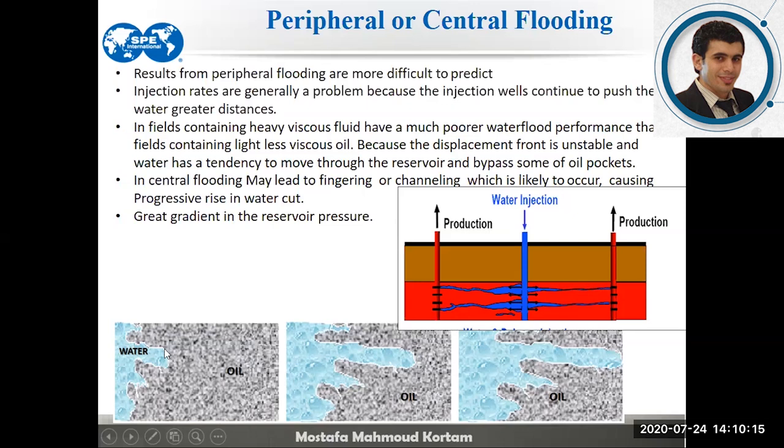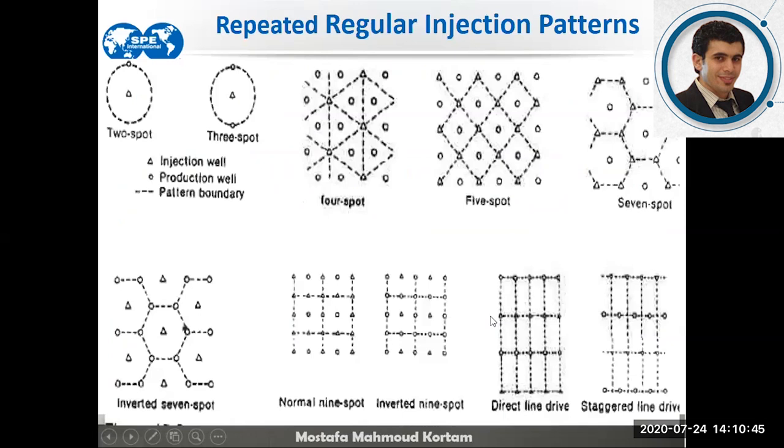So this would lead to this kind of channeling and fingering, and at the same time, this would introduce a lot of bypassed oil, and that's what we referred to as the 47% unrecoverable mobile oil. So this kind of oil will remain unrecoverable, and this belongs to the 47%. So that's why some people think about choosing a repeated regular injection pattern or injection spot.